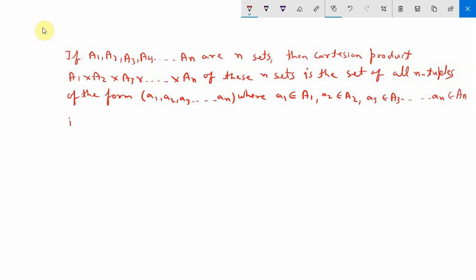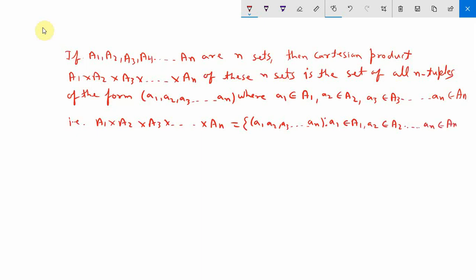Okay. So we can write this A1 × A2 × A3 and so on × An equal to {(a1, a2, a3, and so on, an) such that a1 is an element of set A1, a2 is an element of set A2 and so on, an is an element of set An}. Okay, so we can write this in set builder form.